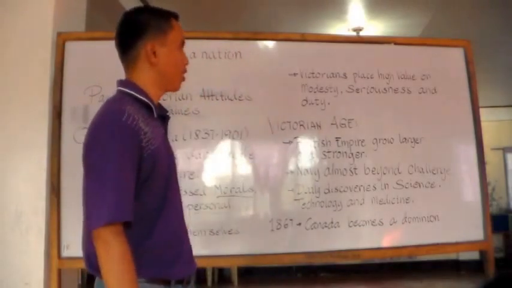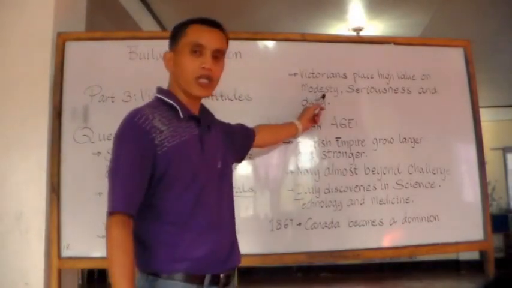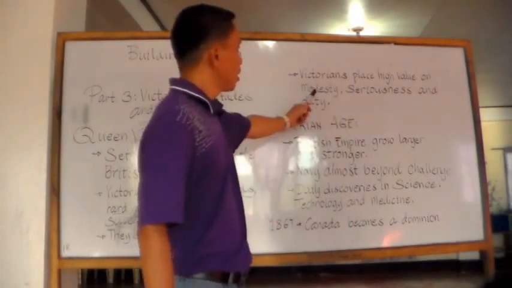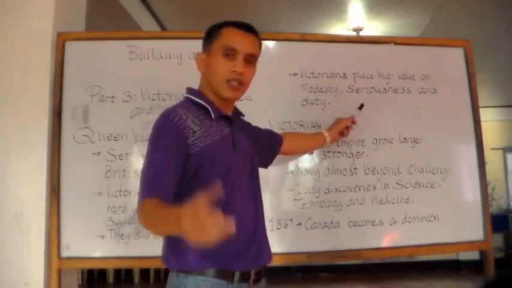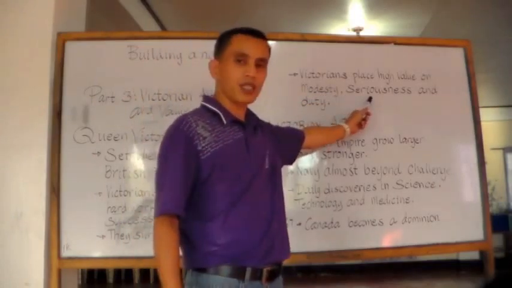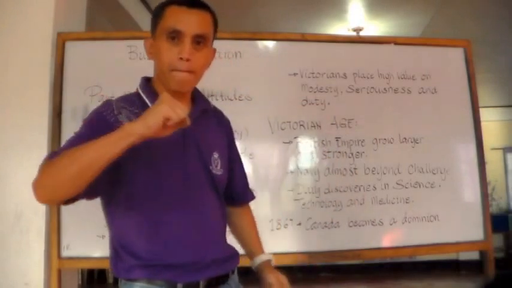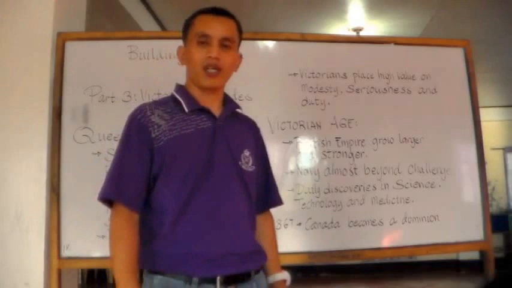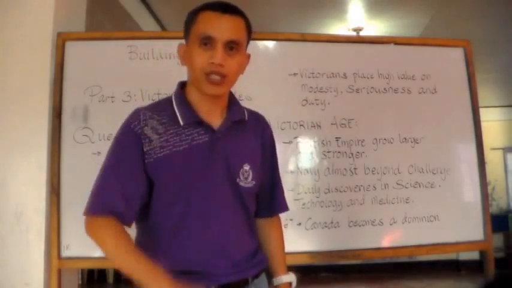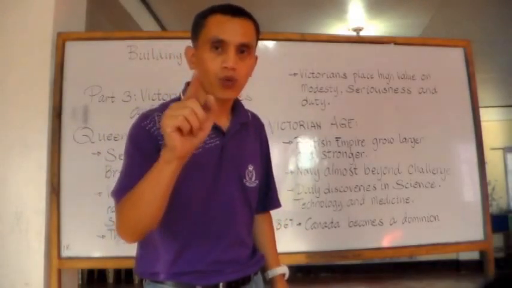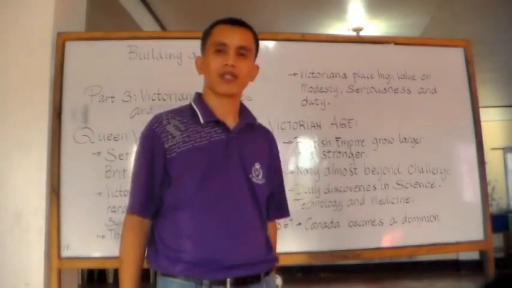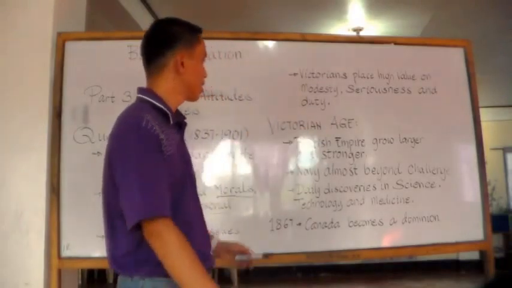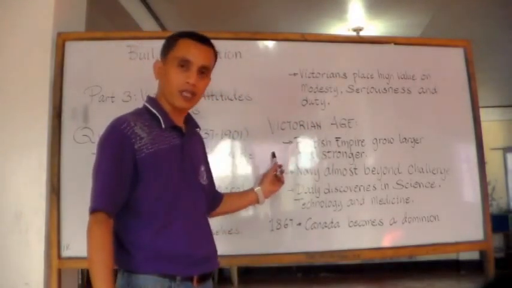Victorians also place a very high value on modesty, seriousness, and duty. Modesty, live a modest life. Seriousness, if you do something, be serious and fulfill your duty. If you started something, finish it until the end. Do what you must do and what you have to do. It's your duty. Do your best and everything will follow. That is the Victorian age.